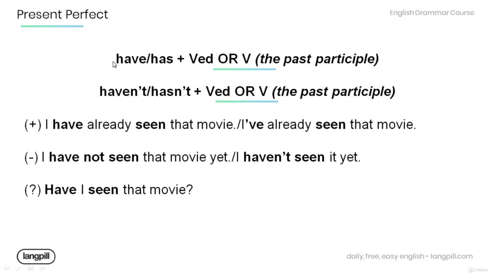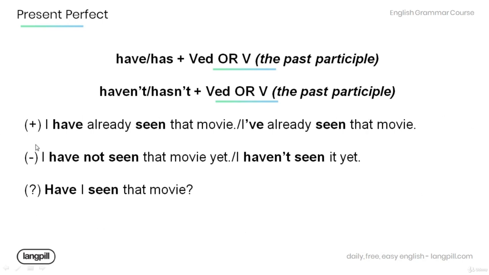We use have or has plus verb-ed or just a verb. And for the negative, we use haven't or hasn't plus verb-ed or just a verb. Have a look at the examples below.